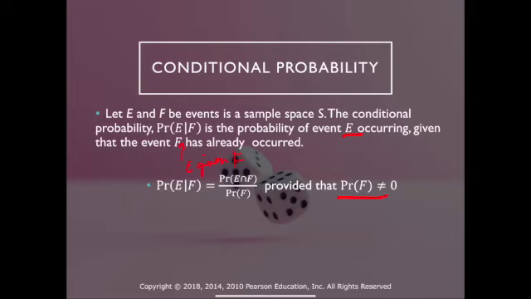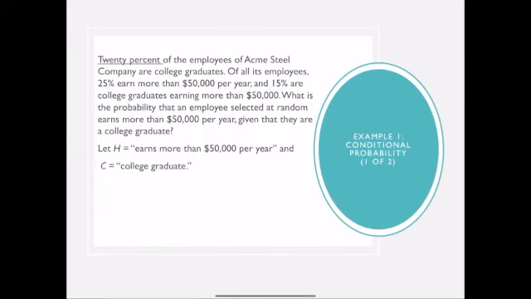So let's say, for example, I'm flipping 2 coins in my experiment, and I want to know the probability of getting heads given that I've already gotten tails. This is when we could use this type of equation for conditional probability. So let's go through an example.